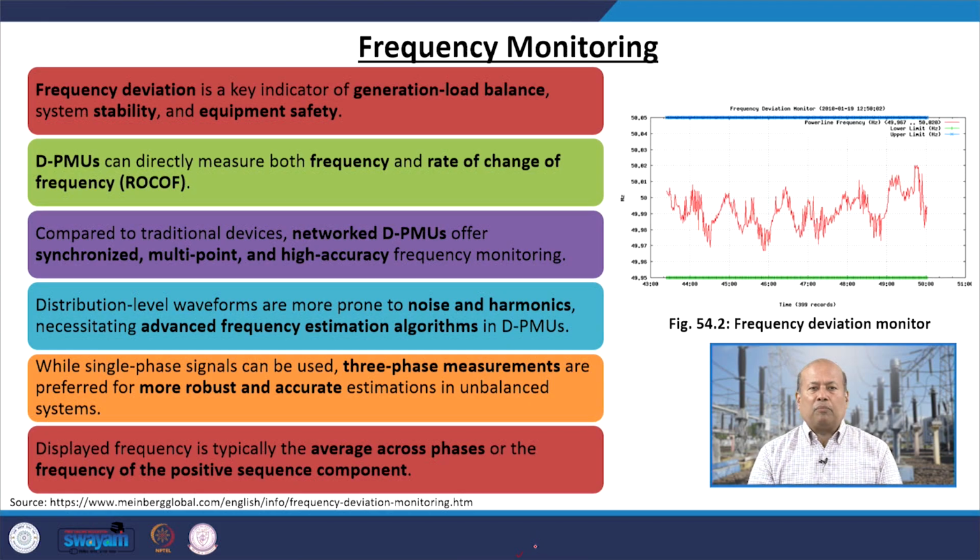Distribution-level waveforms are more prone to noise and harmonics, necessitating advanced frequency estimation algorithms in the distribution PMUs. While single-phase signals can be used, three-phase measurements are preferred for more robust and accurate estimation in unbalanced systems. Displayed frequency is typically the average across phases or the frequency of the positive sequence components. We can see the frequency deviation monitor, how the frequency signals vary with respect to time.